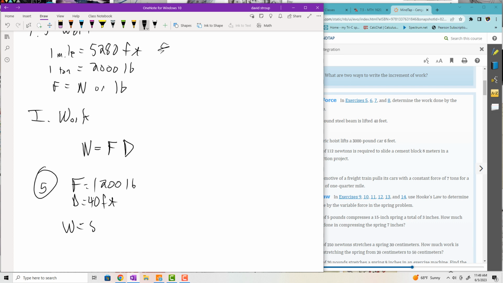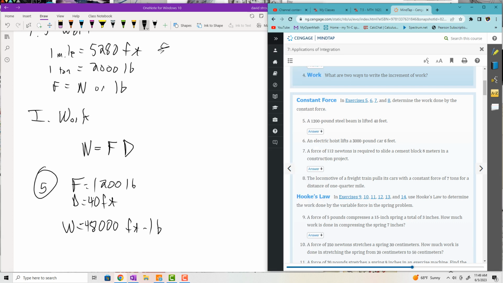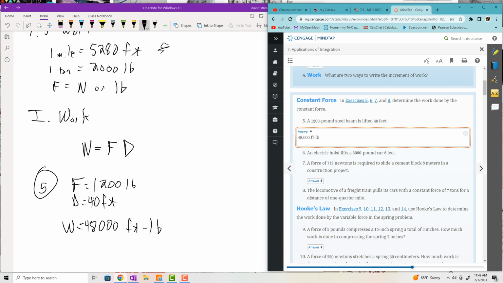And so the work is just going to be 40 times 1,200, which I believe will be 48,000 foot-pounds, presuming I know how to multiply in my head. Okay, so let's make sure, yeah, 48,000 foot-pounds. You just take the 2 units and put a little dash in between them.